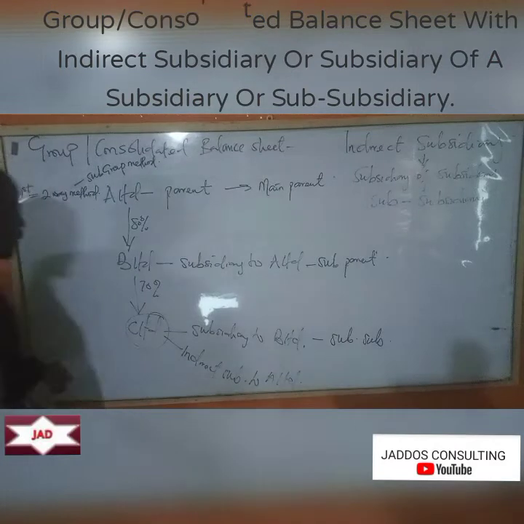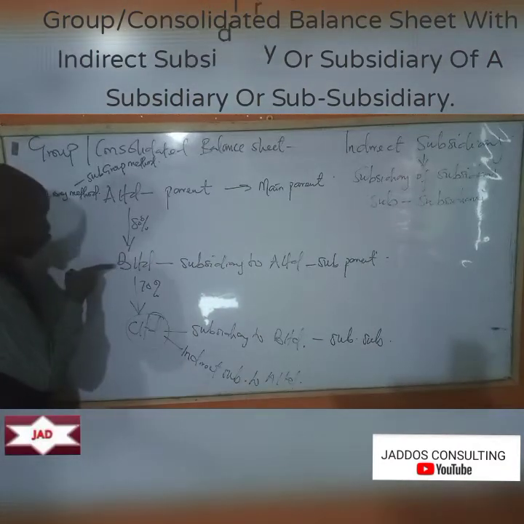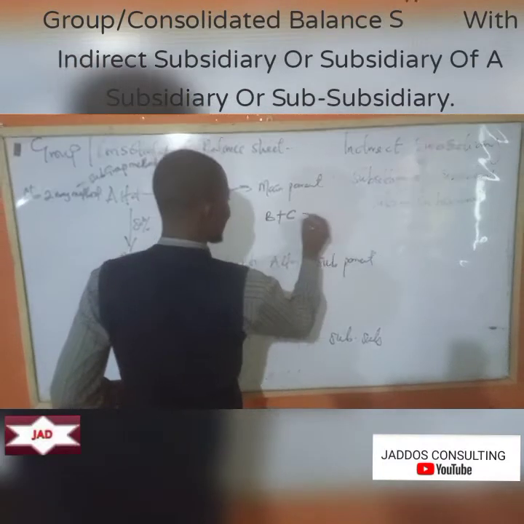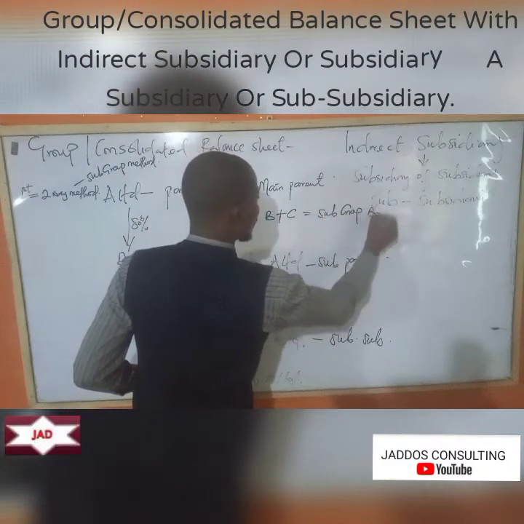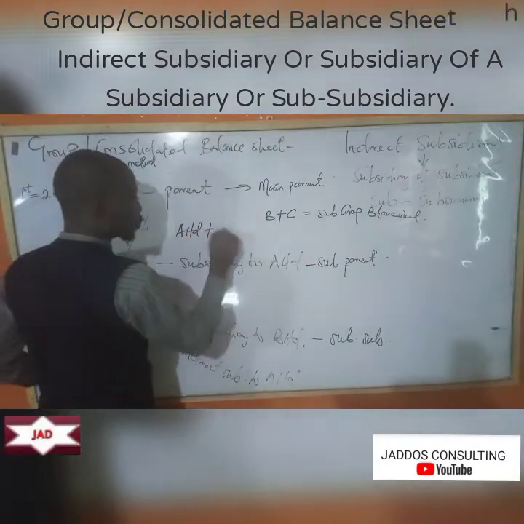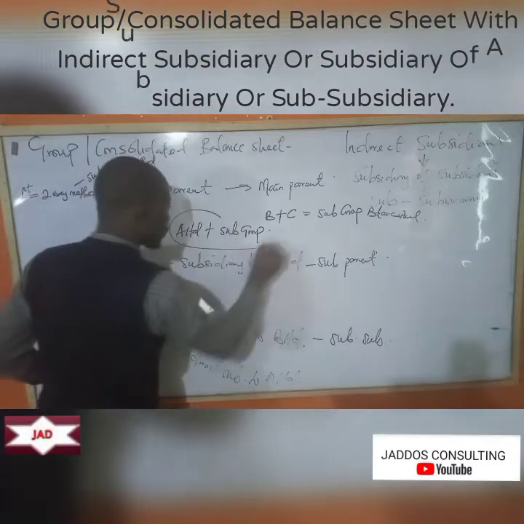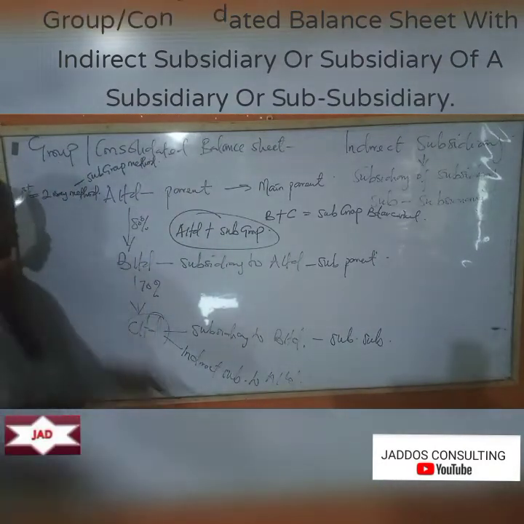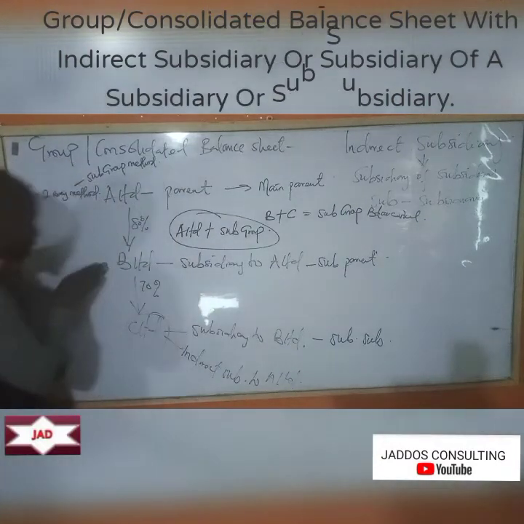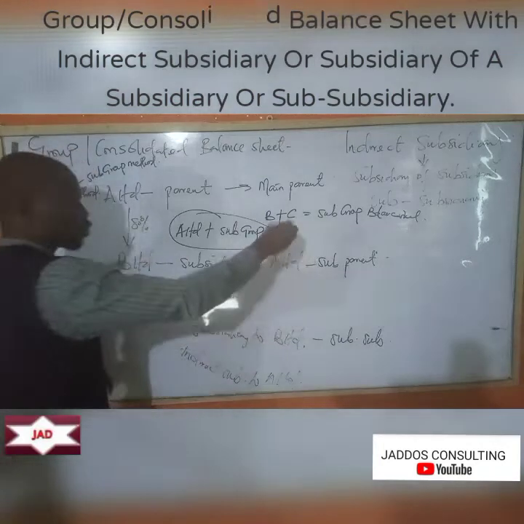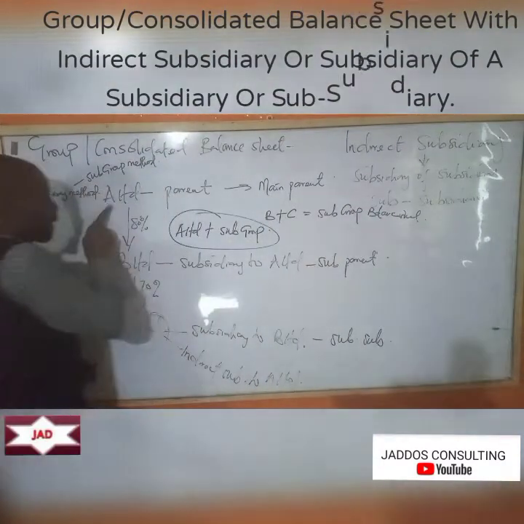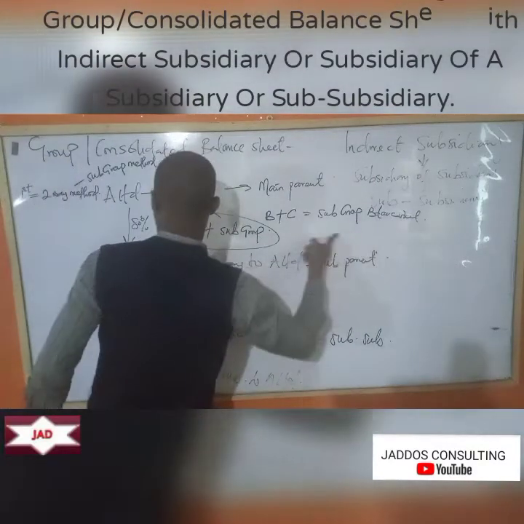What it means is that you will first of all consolidate B Limited with C Limited. So you first of all do B plus C. That will give you the subgroup balance sheet. Then you now use the subgroup balance sheet to consolidate A Limited plus the subgroup. This is what we call the two-way method. First thing, you have to consolidate the sub-parent with the subsidiary of the subsidiary. So in this scenario, it's B Limited plus C Limited. Then you get the subgroup balance sheet, which is B plus C. Then you use the subgroup balance sheet to consolidate with A Limited's balance sheet. That we call the two-way method or the subgroup method.